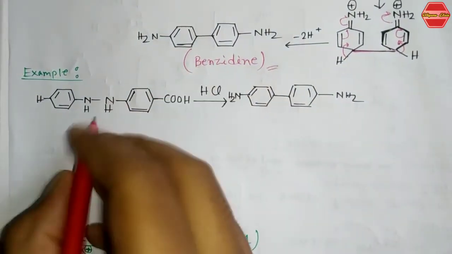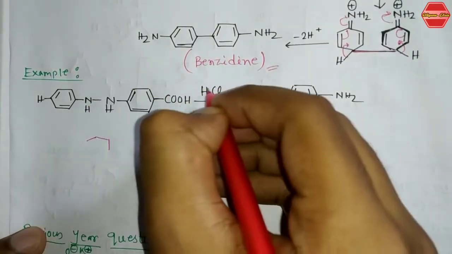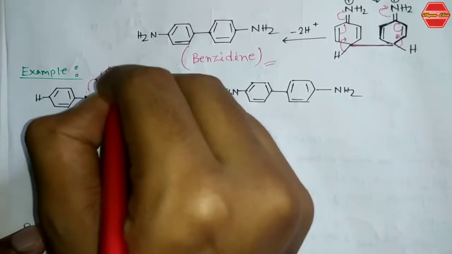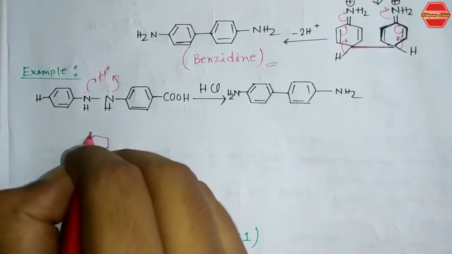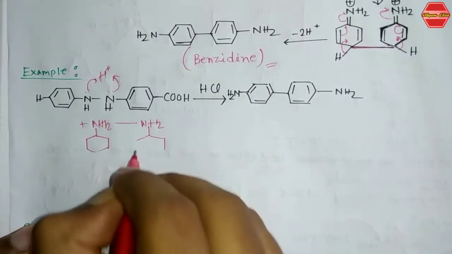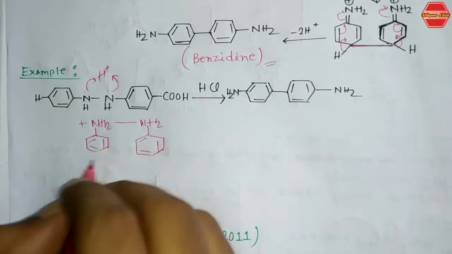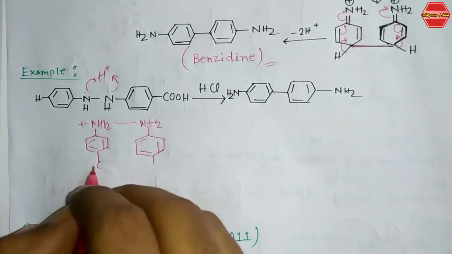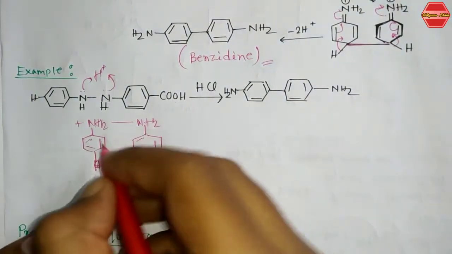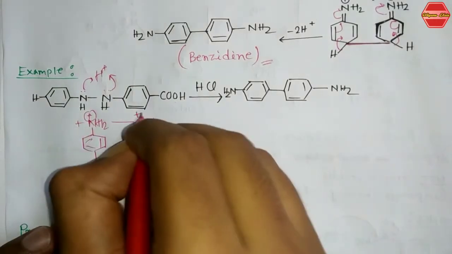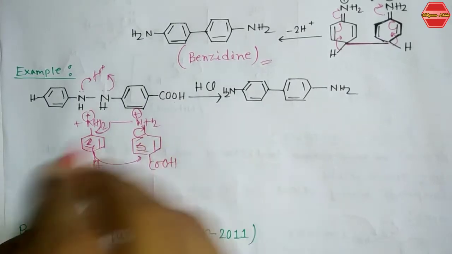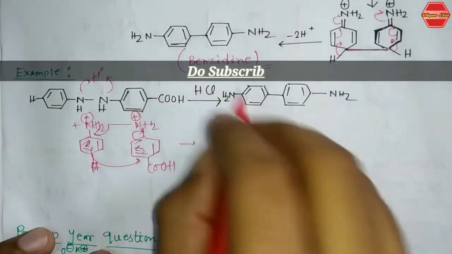If you see the mechanism carefully, then you can easily predict. By using HCl, this will take a proton, and similarly this will take a proton in this way. So the intermediate looks like this. This is your hydrogen, this is your COOH, right? So now the mechanism should be like this. This is your positive, this is your positive, these bonds go here, this will go here, it can go here, like this. So this is your major step for this rearrangement reaction.